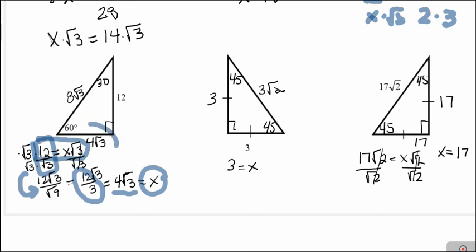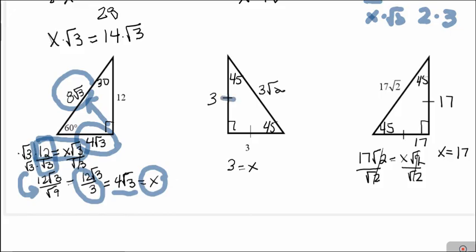The x always goes across from the 30, so that's one of my missing sides. The other missing side across from the 90 is equal to 2 times x. So if I multiply that by 2, that's how I got 8 square root 3 as my other missing side.